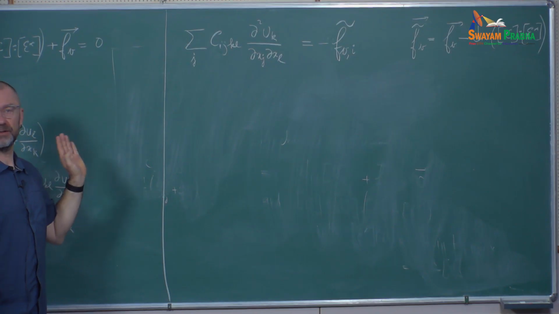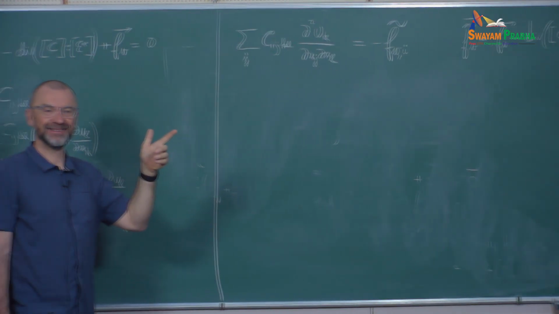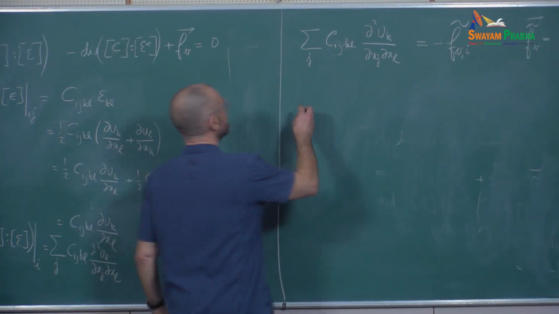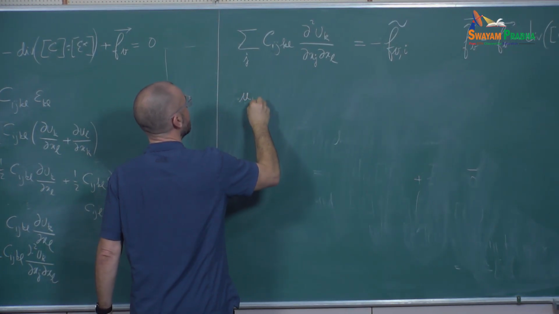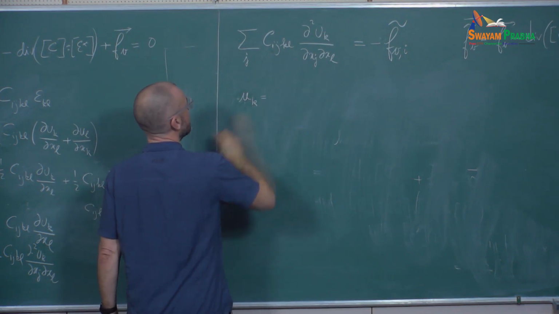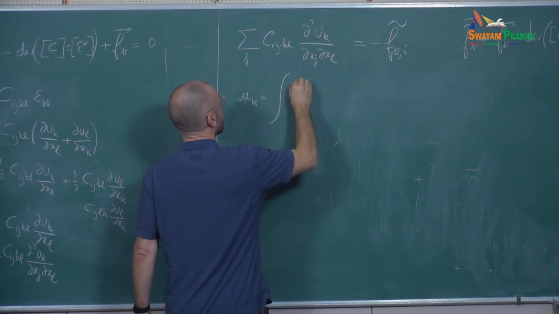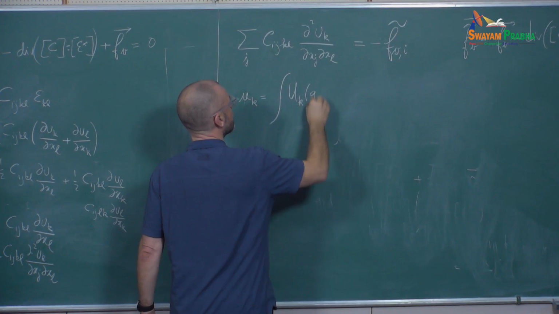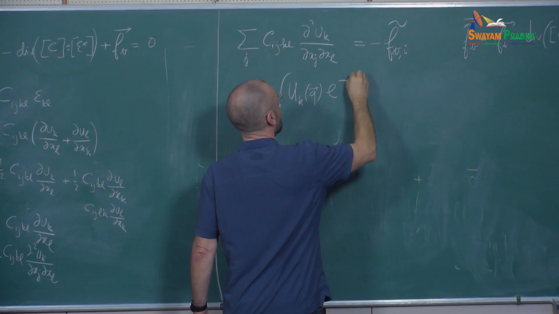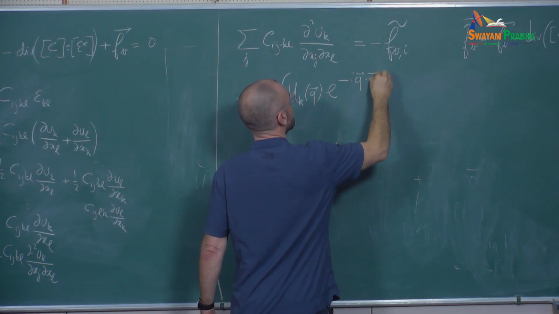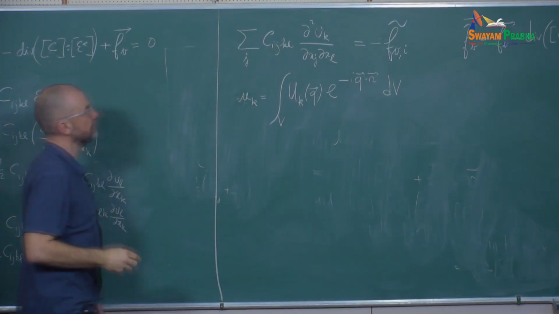Is it okay for more or less everyone? Because now the next step is to go to Fourier space. So how do we go to Fourier space? What we're going to say is that the component uk of the displacement vector is equal to the integral of capital K, which will be a function of wave vectors, times exponential minus i q r, dV over the volume of my system.